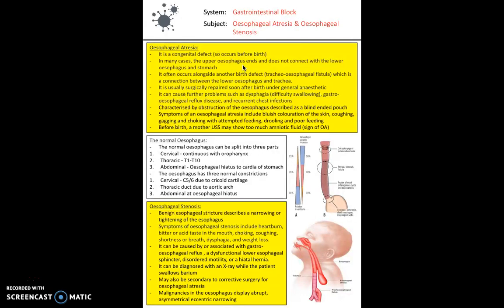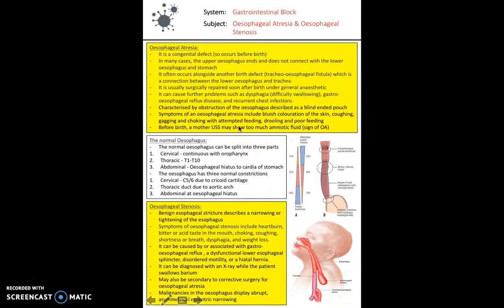It often occurs alongside another birth defect called a tracheoesophageal fistula, which is a connection between the lower esophagus and the trachea. I think this picture here shows that. So that's a tracheoesophageal fistula here, a joining of the trachea and esophagus lower down. But as you can see here, this is an esophageal atresia because the upper esophagus has just ended abruptly, and the lower esophagus just starts lower down and does not connect to that upper esophagus. But in the meantime, you form this tracheoesophageal fistula, which is connected to the trachea.